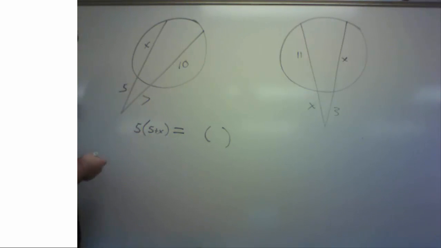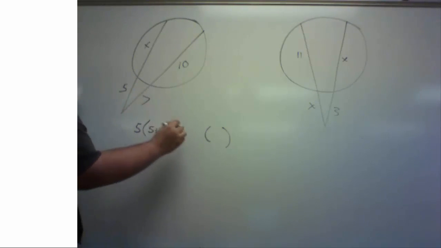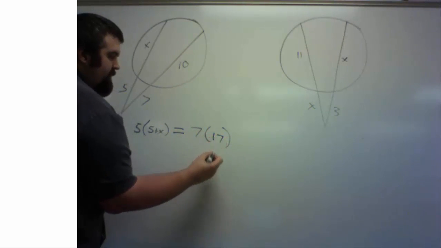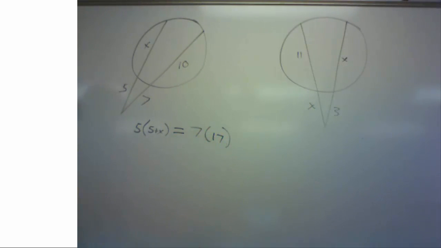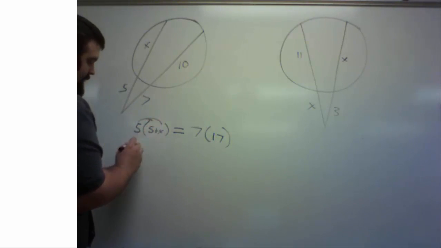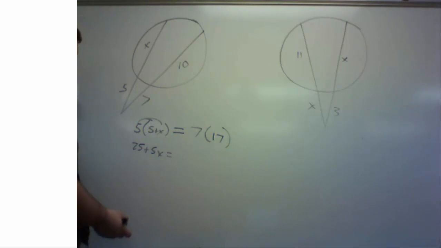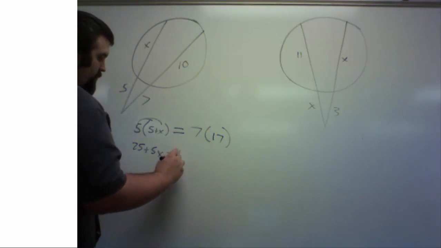I choose again, but I choose the other secant segment. 7 is the external part times the full length, 7 plus 10, or 17. At this point, I just simplify until I can't go any further. Distribute over here, I get 25 plus 5x equals, multiplied there, 119.